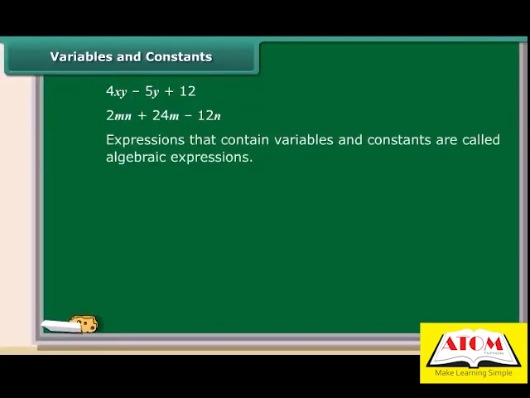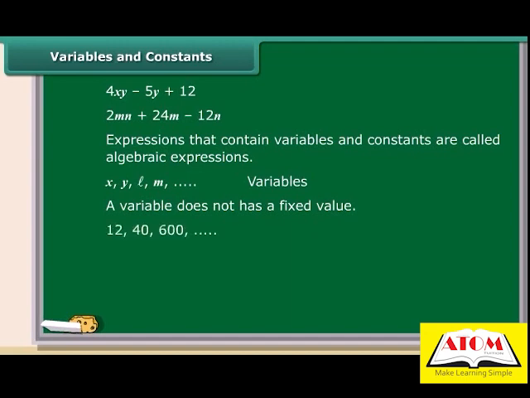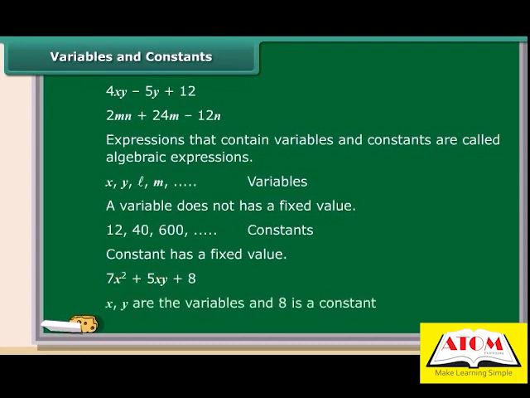Expressions that contain variables and constants are called algebraic expressions. The letters such as x, y, l, m, and so on are used to denote variables. So a variable can take various values and its value is not fixed. On the other hand, a value that does not change is a constant. So in an expression 7x squared plus 5xy plus 8, x and y are the variables and 8 is a constant.